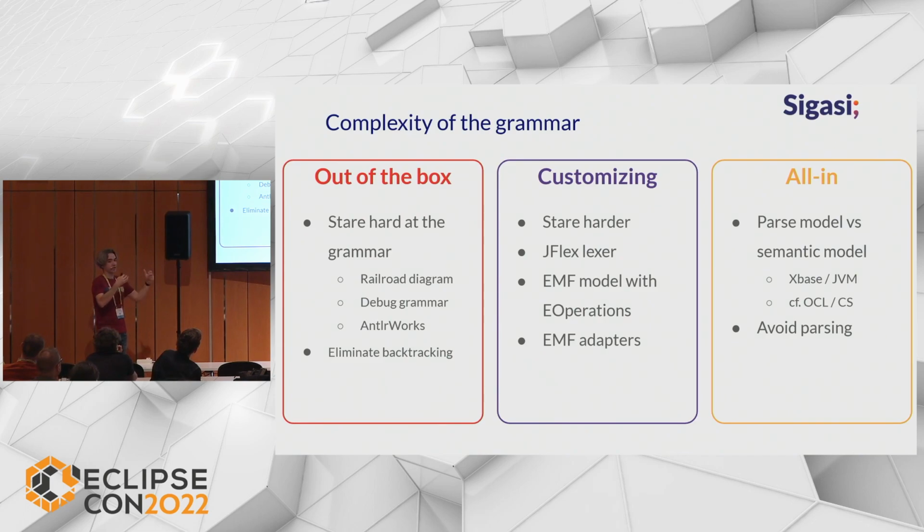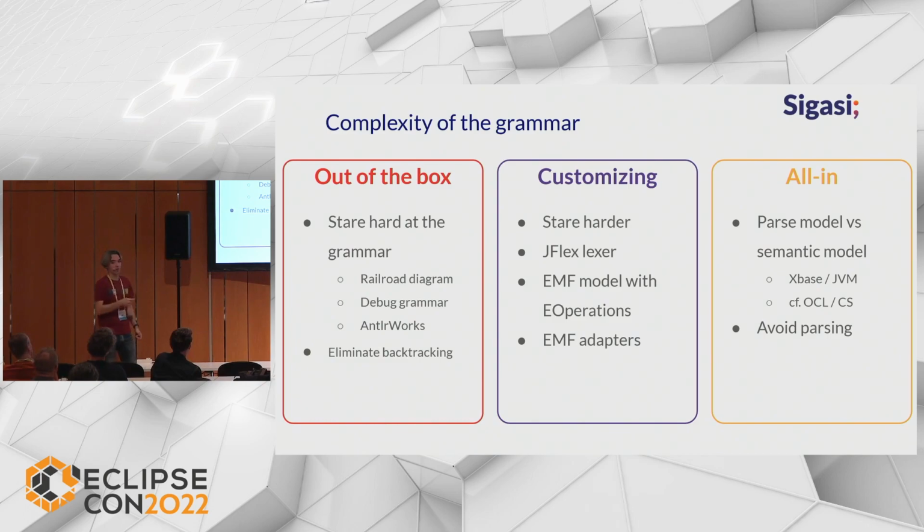And if the disconnect between a sane semantic model and the grammar is too big, what we did and what we have had good experience with is shaping the EMF model into a state where it looks like what you really want to have, and providing these APIs in the form of E-operations, or adapting the parsed EMF model to something that you really want to work with in your services.